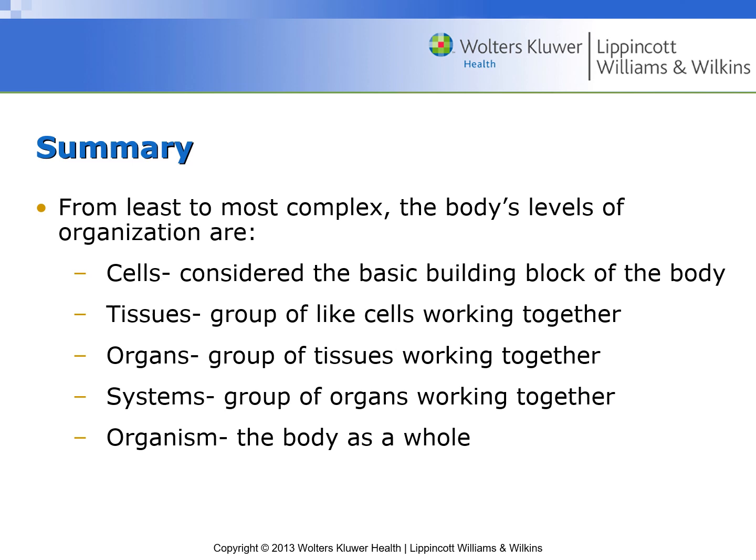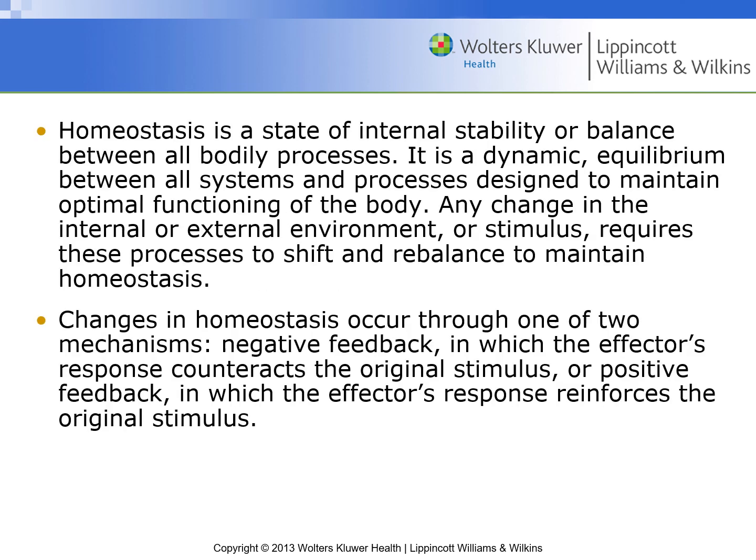Let us now summarize the main points of today's lecture. From least to most complex, the body's levels of organization are cells, considered to be the basic building block of the body; tissues, which is a group of like cells working together; organs, which is a group of tissues working together; systems, which is a group of organs working together; and organism, which is the body as a whole.